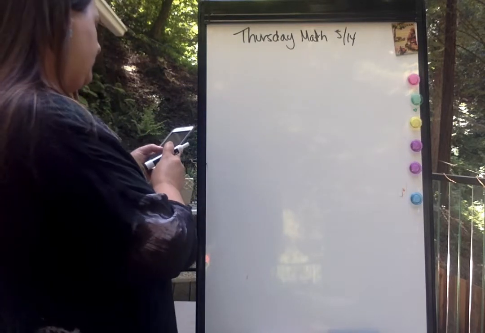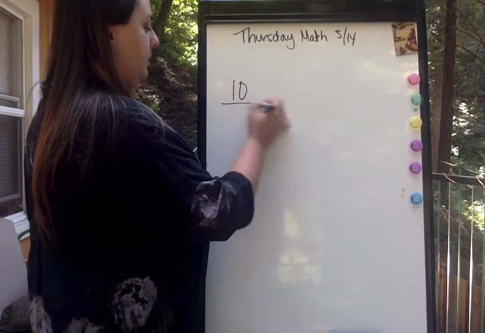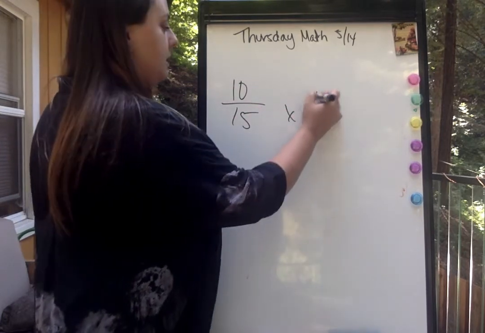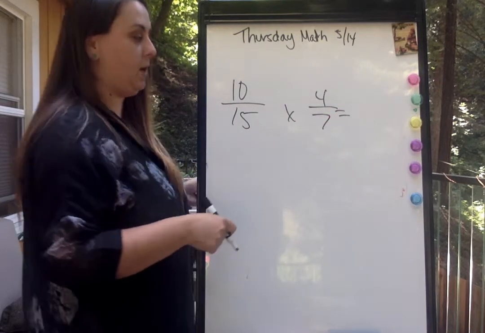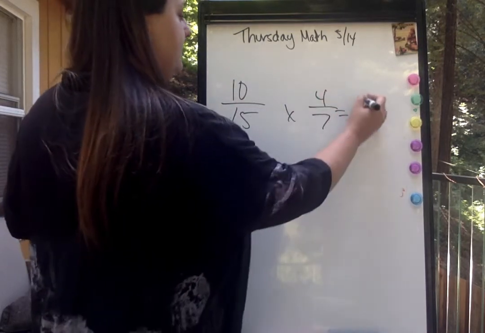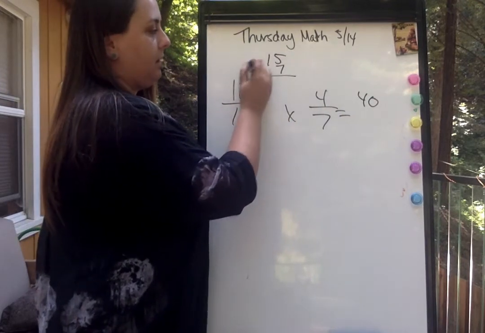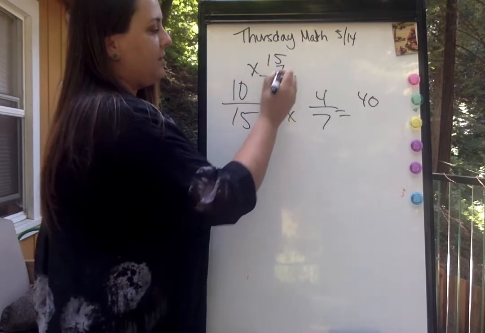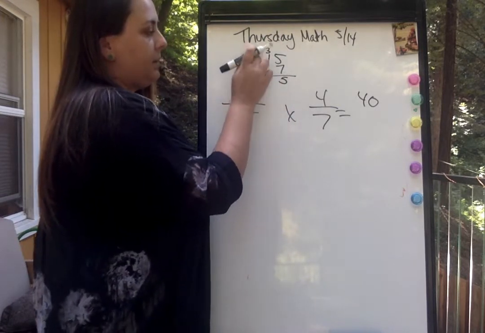All right, we are going to find the product and simplify our answer. So 10 15ths times 4 sevenths. You're going to multiply across the top, multiply across the bottom. So 10 times 4 is 40, but I'm going to have to work out 15 times 7. So 7 times 5 is 35. 7 times 1 is 7, plus 3 is 10.